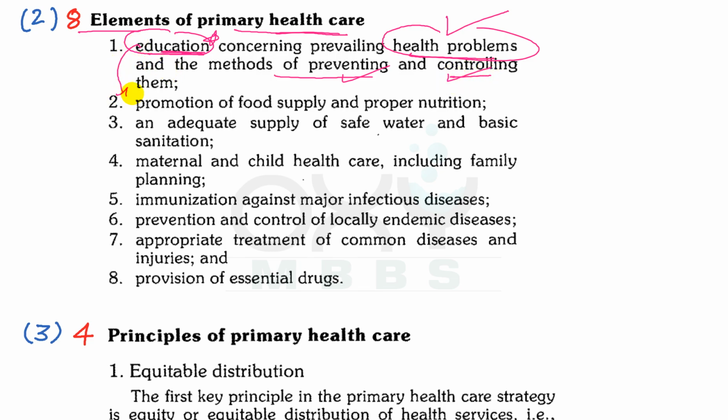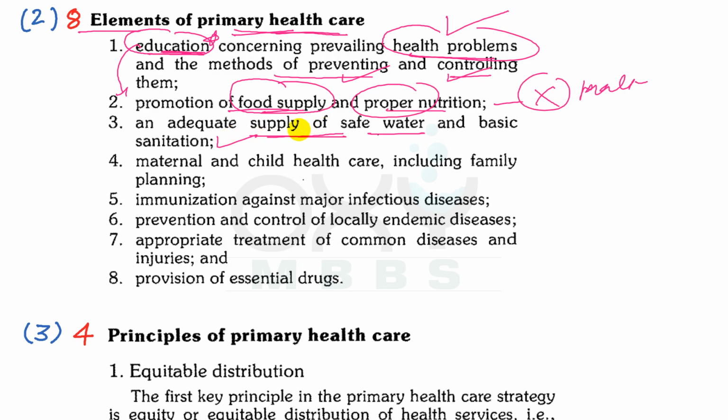After education, proper promotion of food supply and proper nutrition is guided. Through primary health care, the community and the society is educated about proper food supply and proper nutrition. What type of food they should take, what type of nutrition they should take to avoid malnutrition. After food, the adequate supply of safe water and basic sanitation.